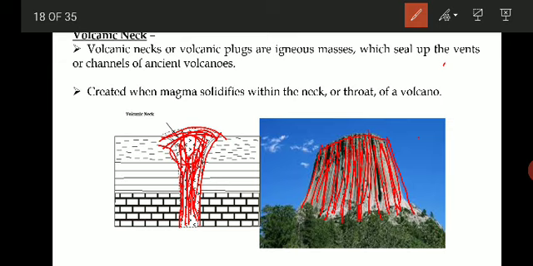So they show inward dipping contacts with the country rock, means here it looks like it is dipping inward. So that is how the volcanic neck looks.